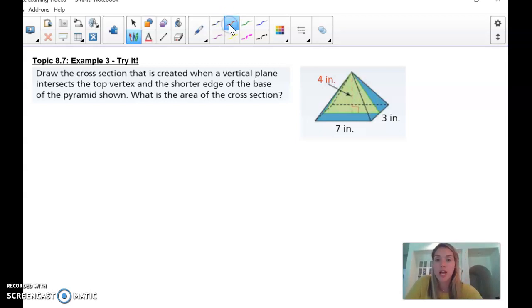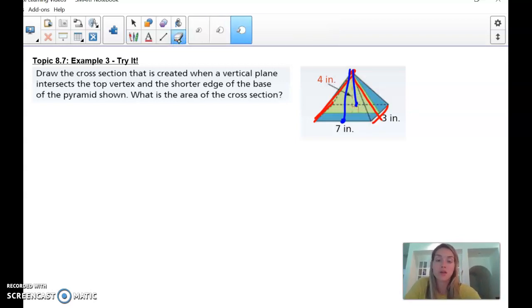So first we're looking at a plane that intersects the top vertex and it intersects the shorter edge of the base. So the base is a rectangle and the shorter edges are going to be right there. So this plane is going to come down and intersect that shorter edge and intersect that shorter edge, instead of coming down in the front and intersecting the longer edge or the back and intersecting the longer edge. So I'm going to erase those.